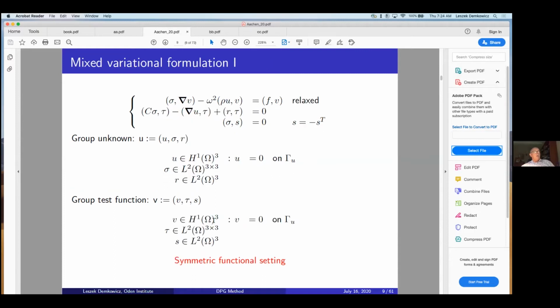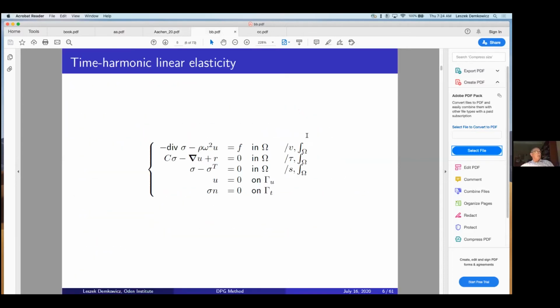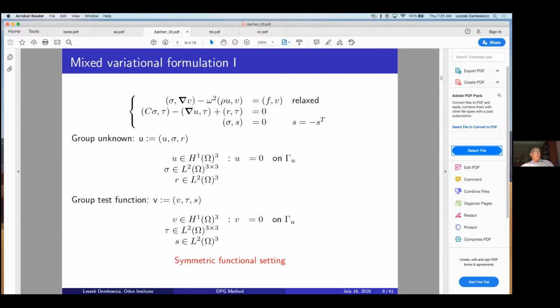Now we go into the concept of mixed variational formulation. And the first mixed variational formulation is obtained by taking the first equation, or maybe it's a good moment to start the second copy of the presentation, by taking the momentum equation, integrating it over omega, and integrating by parts. Now, this process is known as a relaxation.